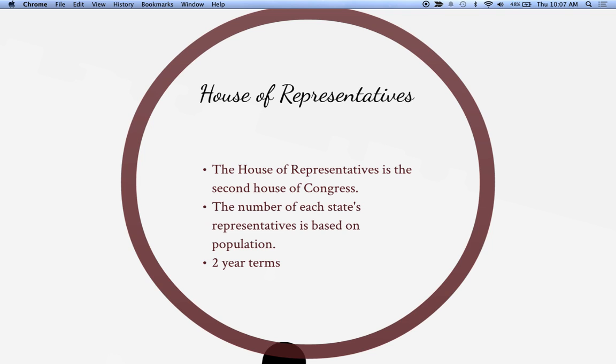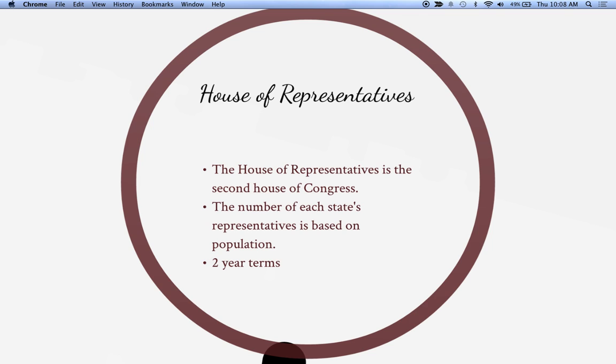The number of each state's representatives is based on population. So states that have more people living in them will have more representatives. States that have fewer people living in them will have fewer representatives. The least populated state in the country is Wyoming. The most densely populated state in the United States is California. So California is going to have a lot more representatives than Wyoming.